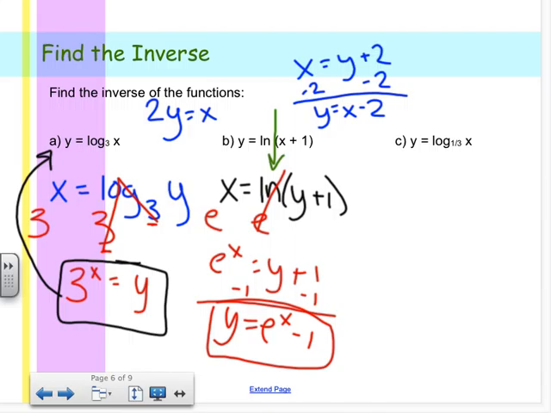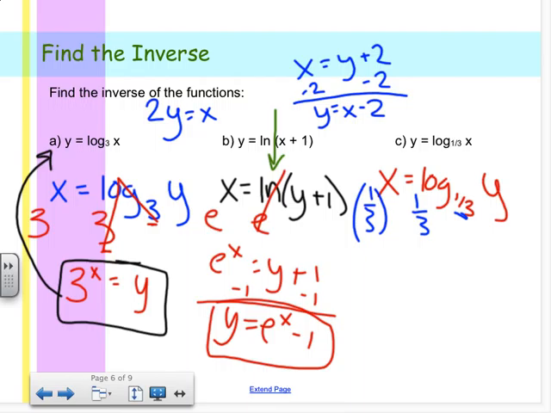Last but not least, same exact idea. Switch x and y. I have log base 1/3 of y. Same exact approach here. I'm going to bring in an exponential function because I have a logarithmic function. I have a base 1/3 here, so I want the base of my exponential function to be 1/3 for both of these.